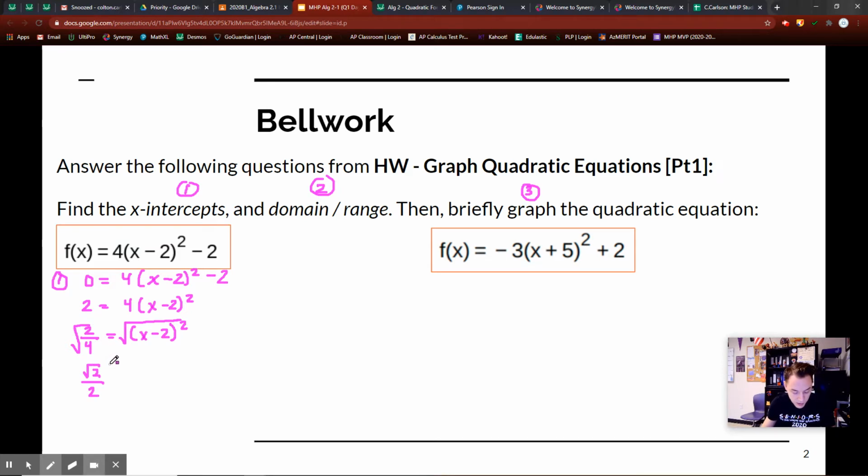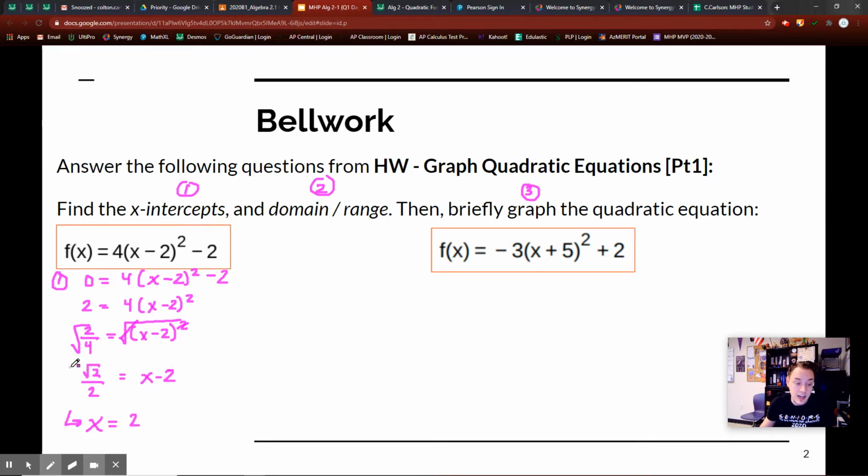I get the square root of 2 all over 2. So this equals, and then the square root cancels the square, this is x minus 2. So far, so good? Okay. I add the 2 over. Awesome. So I'm going to flip it as well, so x equals, I'm going to add the 2 over, so this is 2.